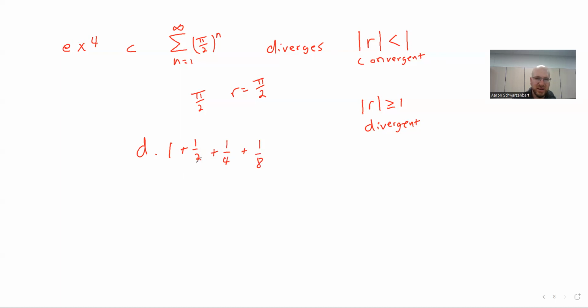This one, I can see I have a common ratio of 1/2, and my first term is 1. So the infinite sum is going to be 1 over 1 minus 1/2, which is 1 over 1/2. Dividing by half is multiplying by 2, so this is 2.